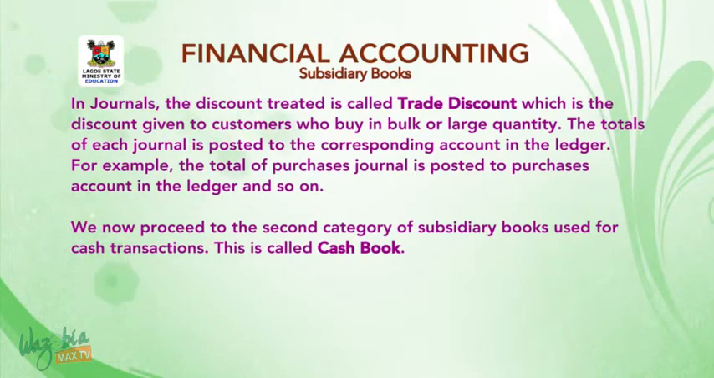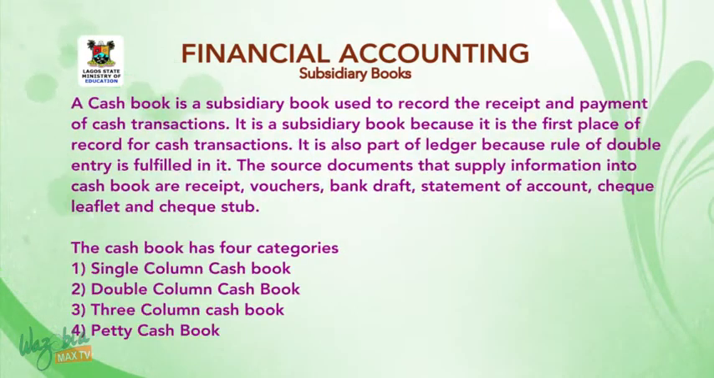We now proceed to the second category of subsidiary books used for cash transactions. This is called cash book. A cash book is a subsidiary book used to record the receipt and payment of transactions. It is a subsidiary book because it is the first place of record for cash transactions. It is also part of ledger because rules of double entry is fulfilled in it.